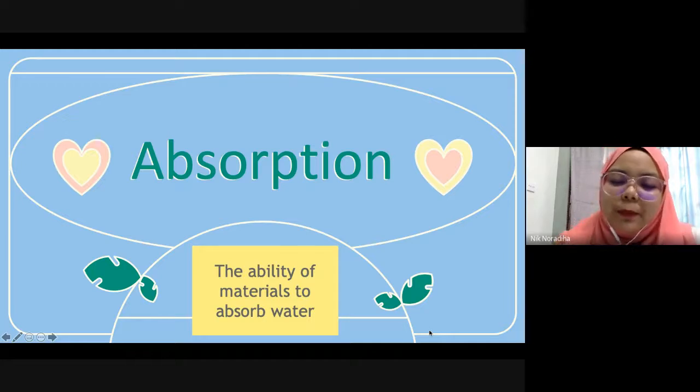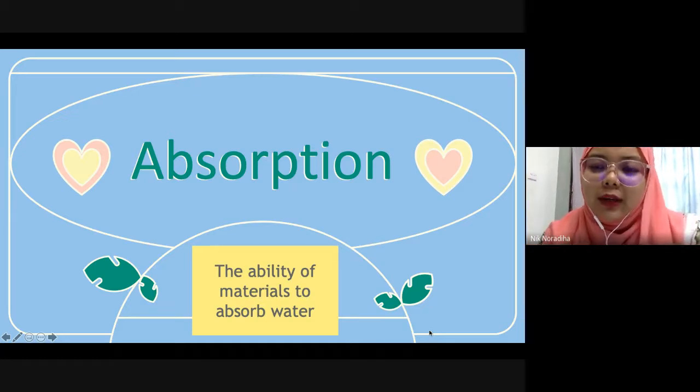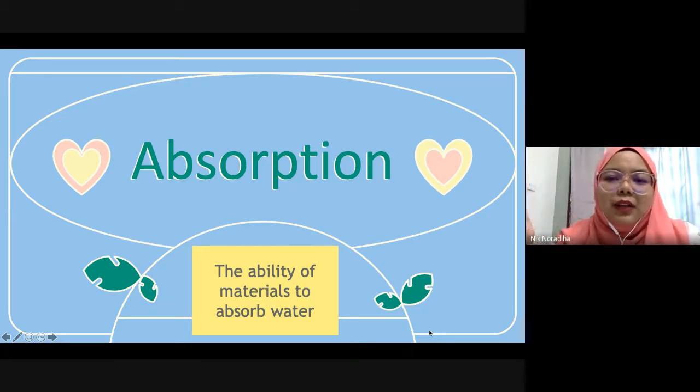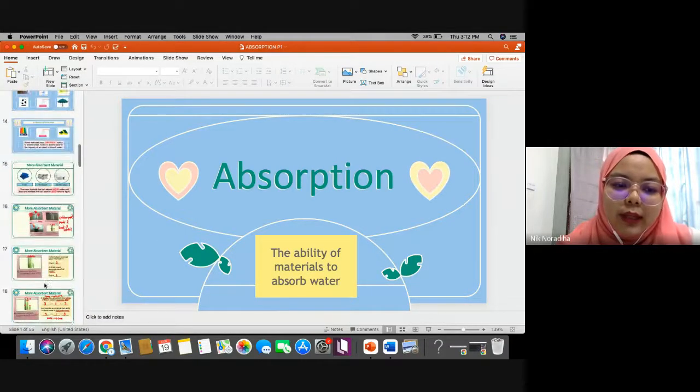So for the topic absorption, we have learned about material that can absorb water and material that cannot absorb water. But today we are going to see why we need them in our daily life. Why we need material that can absorb water, and why we need material that cannot absorb water as well. That is what we are going to learn today.